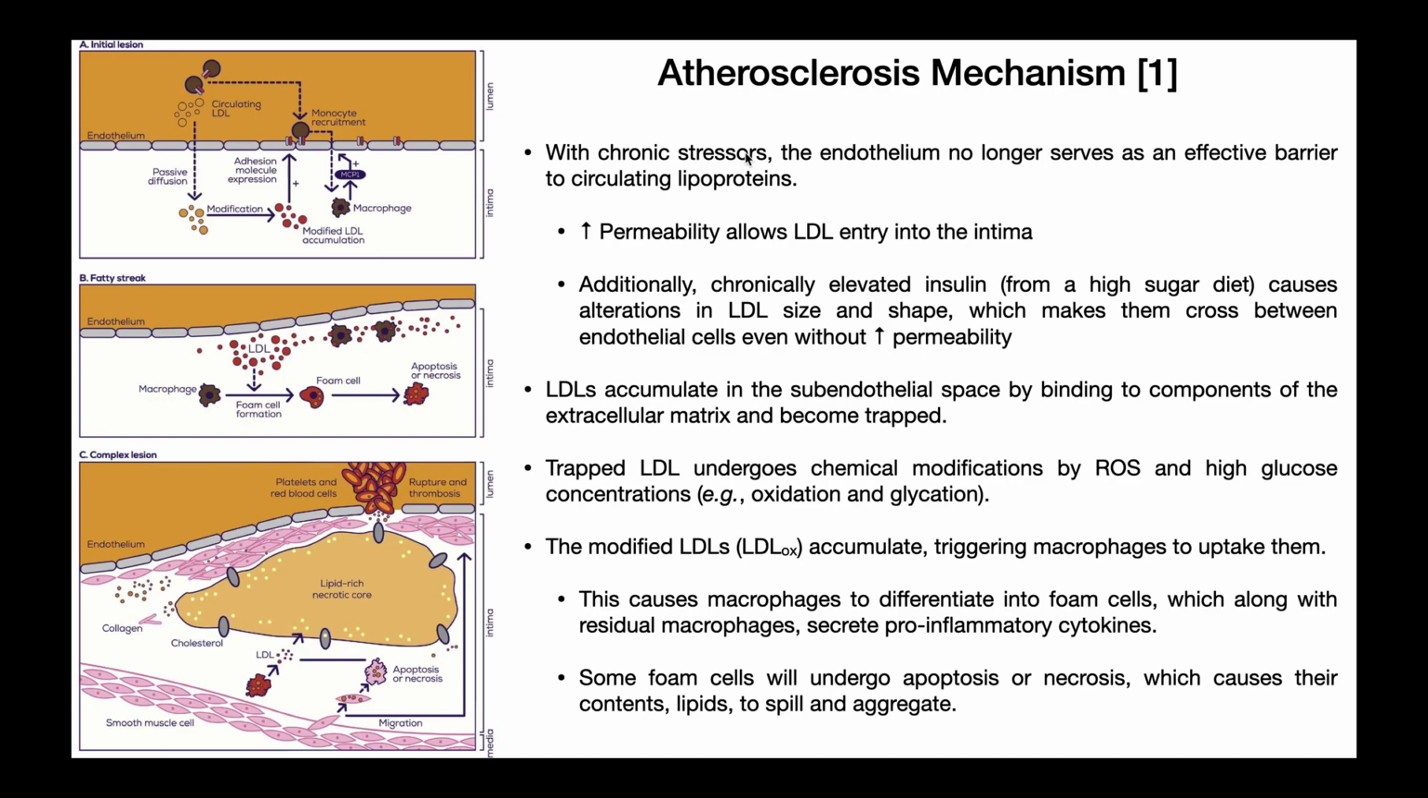Less nitric oxide means less vasodilation and overall more constriction by default. Now, here's where we're going to start seeing how some of those changes can lead to the development of atherosclerosis. So those chronic stressors that we just talked about, okay, they're going to cause the endothelium to no longer serve as an effective barrier to circulating lipoproteins. Remember, we have lipoproteins in the blood that transport lipids like cholesterol. LDL is a great example of that, transports cholesterol to peripheral tissues.